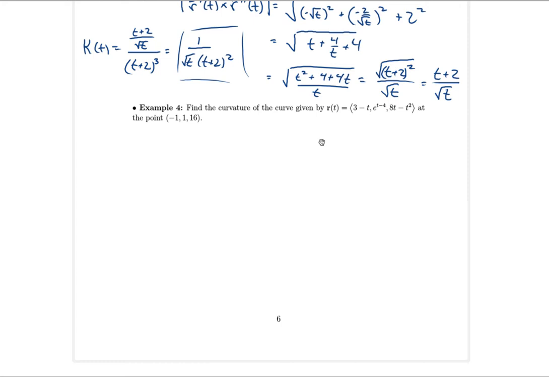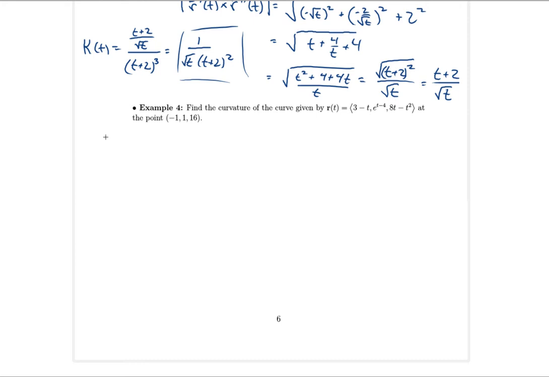All right, let's do one other example here. Now, often what we're going to do is just try to figure out our curvature at a particular point, and that's usually a lot more friendly, because you don't have to carry variables throughout all your calculations. So we'll see how this is quite a bit easier. So we are going to use the formula that we just learned, however.